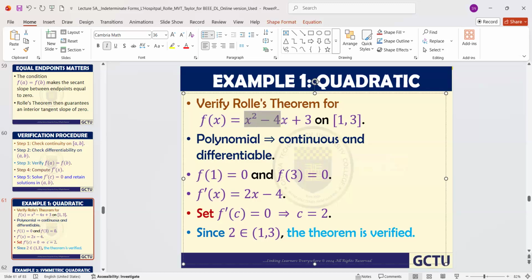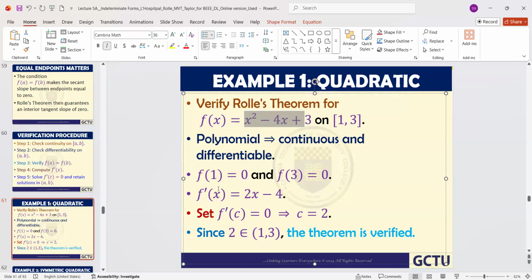And then 4 times 3 is 12. 9 minus 12 plus 3 will also give you 0. So we have identified that f of 1 is equal to f of 3. That is step 3. Now, step 4 is differentiate this function. If you differentiate x squared, you get 2x. Then differentiate minus 4x, you get minus 4.